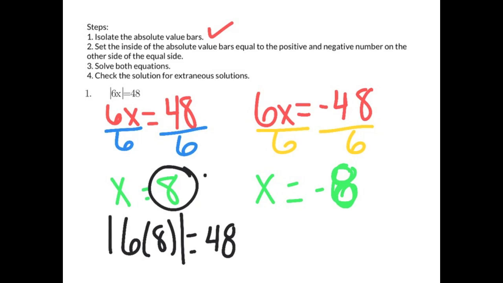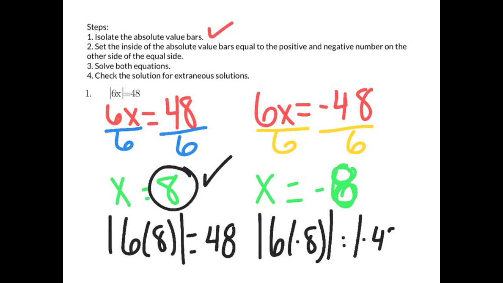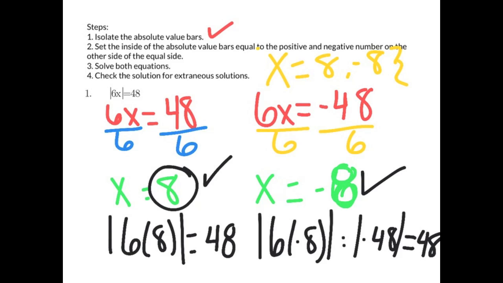So this is true. All right, and our next one we have is the absolute value of 6 times -8, which is equal to the absolute value of -48. And anything in the absolute value bars is positive, which means this is equal to 48, which means that is true. All right, so the solution to this equation is x is equal to 8 and -8. Okay, so we've done all of our steps, and that is our solution to our first equation.